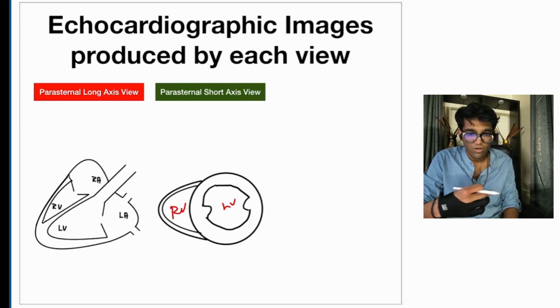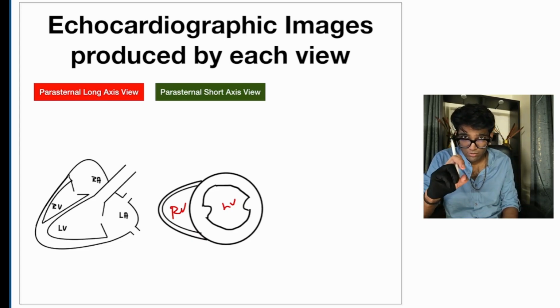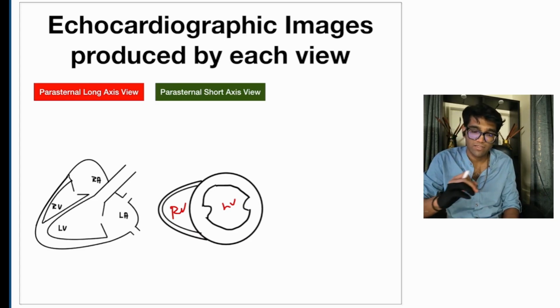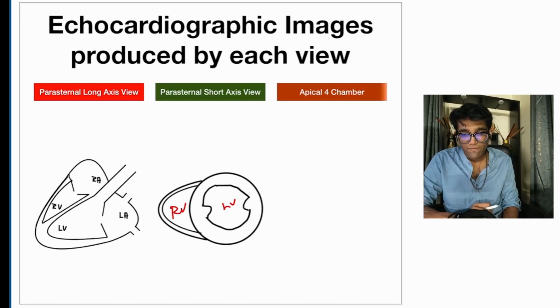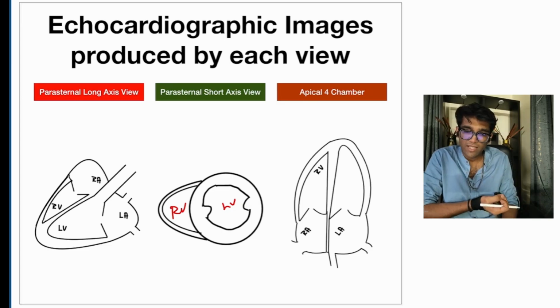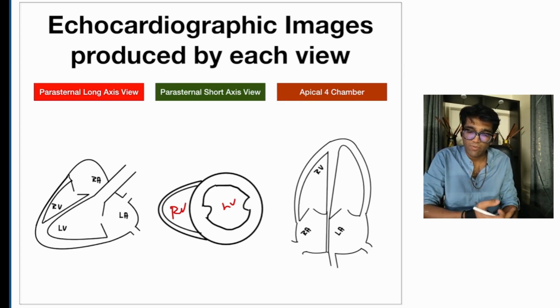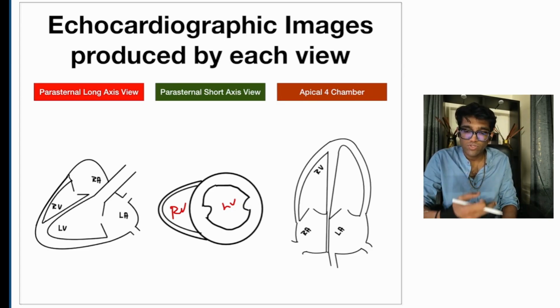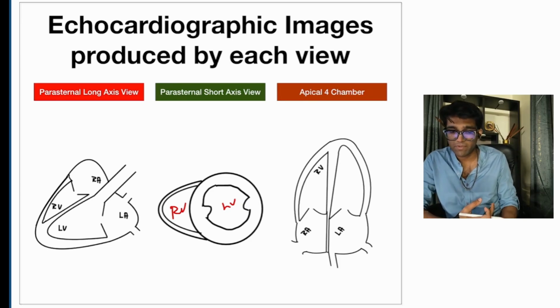And in the long axis view, the pointer is pointed upwards. That is why the atria are coming superiorly and the ventricles are coming inferiorly. Now finally, in the apical 4 chamber view, the view is such that the ventricles are towards the probe and the atria are away from the probe, and you see all four chambers at the same time.